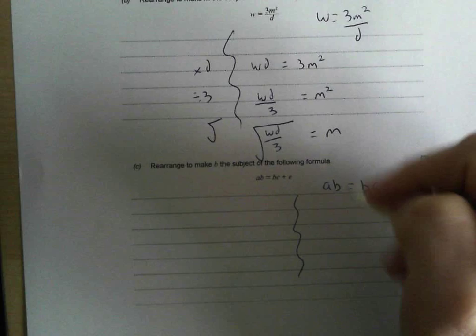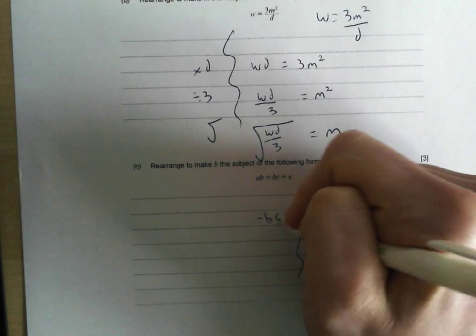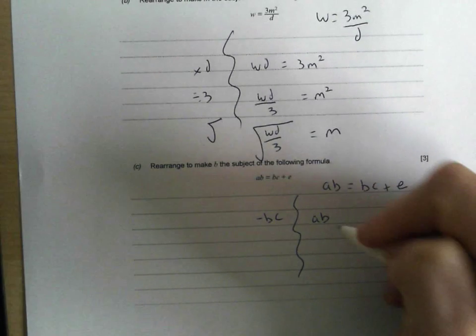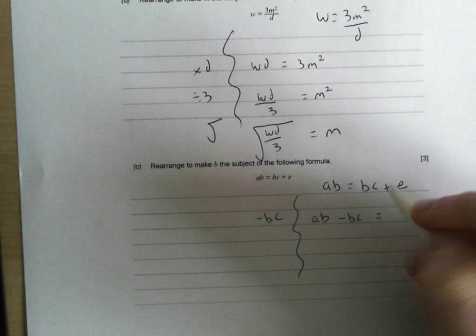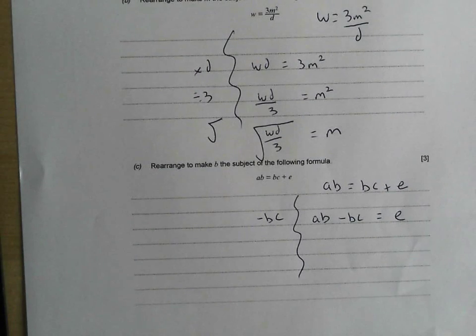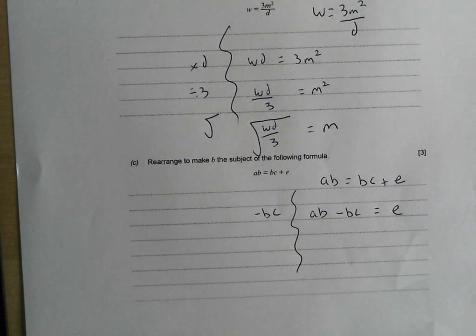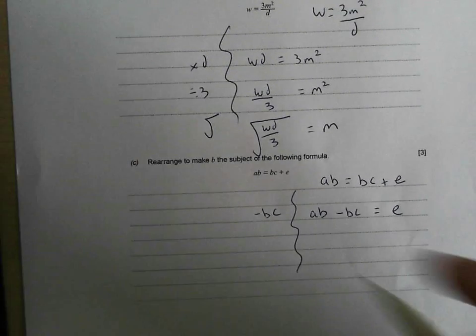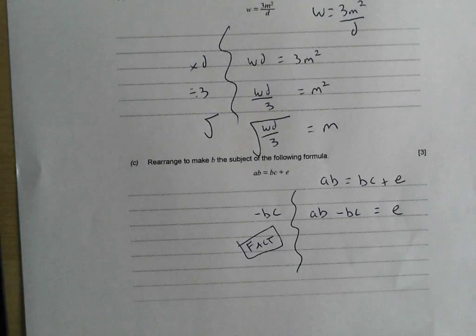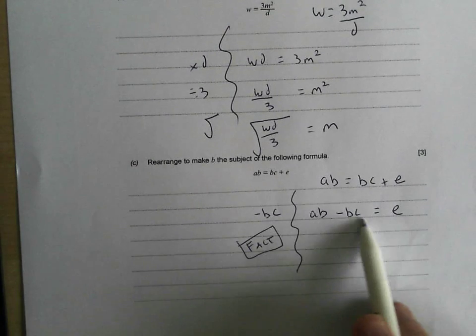So I'm going to take bc off both sides. So I'm going to have ab, take bc off this side, equals, I've taken bc off that side, so I'm just left with my e. So I've got all my b's, which is the letter I need to make the subject, on the same side. And now I'm going to go into my routine. I'm going to factorise. I'm going to take out a factor of this letter I need to make the subject.